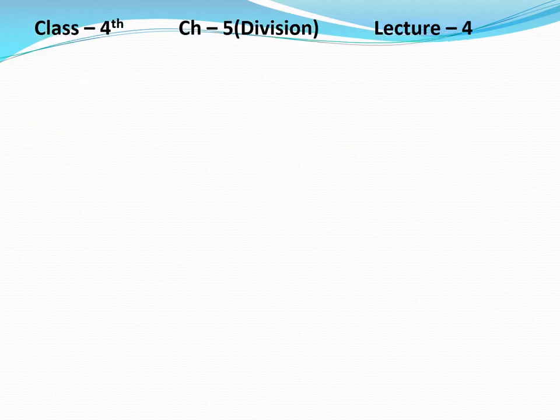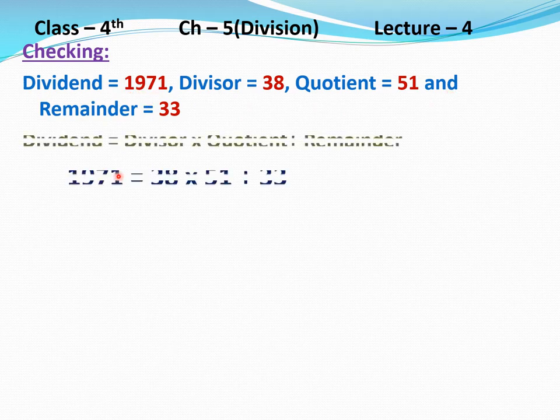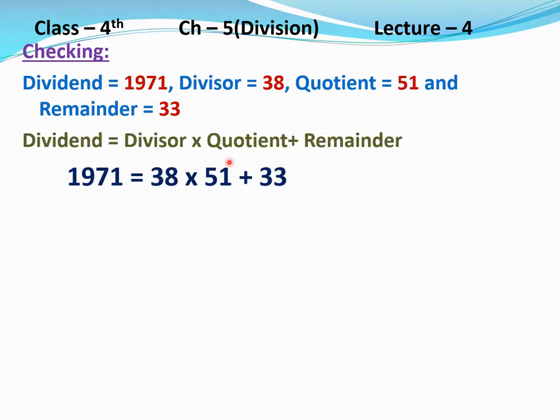Clear? Now write down dividend equal to 1971, divisor equal to 38, quotient equal to 51 and remainder equal to 33. Write down dividend equal to divisor multiplied by quotient plus remainder. 1971 equal to 38 multiplied by 51 plus 33. First multiply 38 by 51. See, 1 8 is 8, write 8 here, 1 3 is 3, write 3 here. Now put 1 cross here, now multiply 38 by 5.